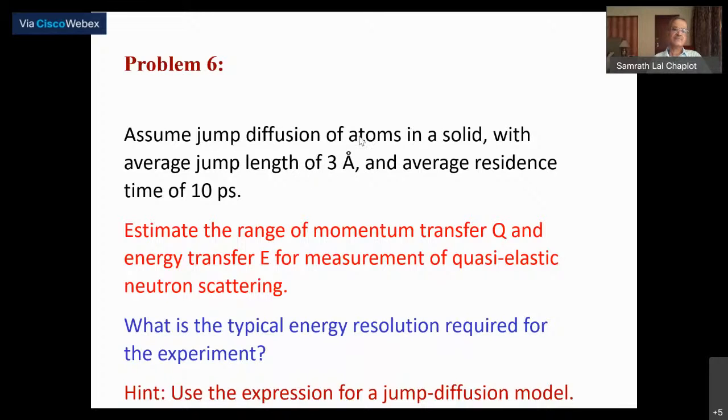So from other means you should know what are the temperatures of interest, what is the wave vector transfer of interest, what is the energy transfer of interest, and what is the energy resolution. Once you have this information, you can plan a neutron quasi-elastic scattering experiment. As far as the amount of sample is concerned, this is a polycrystalline sample that you would use here.